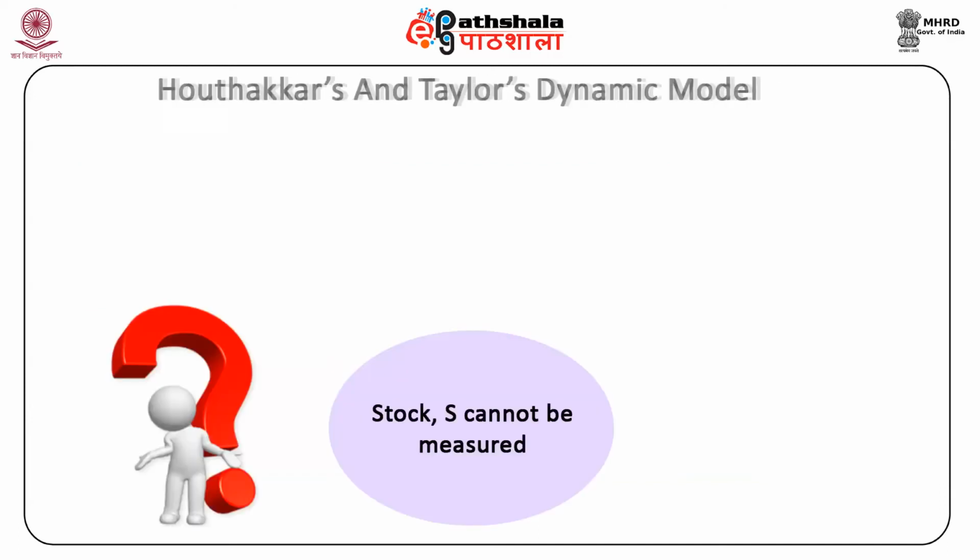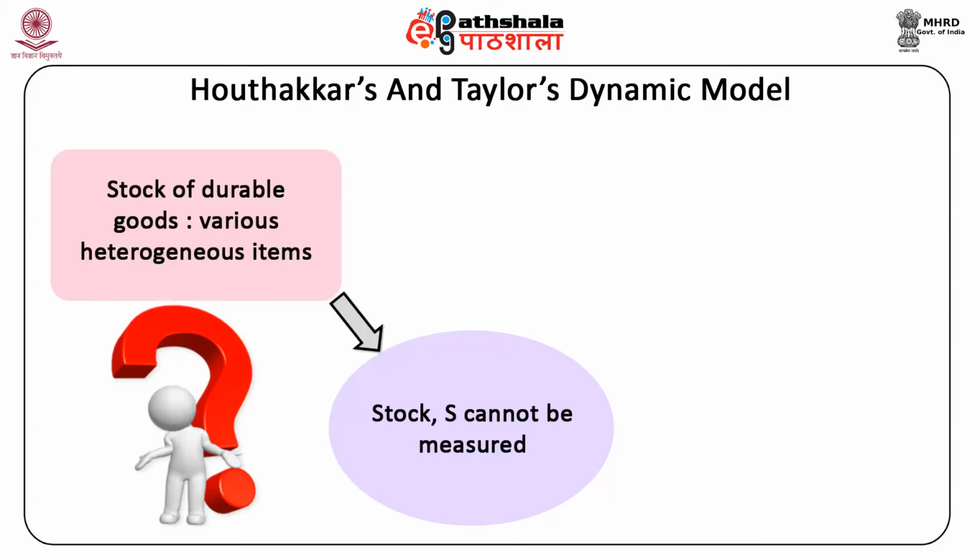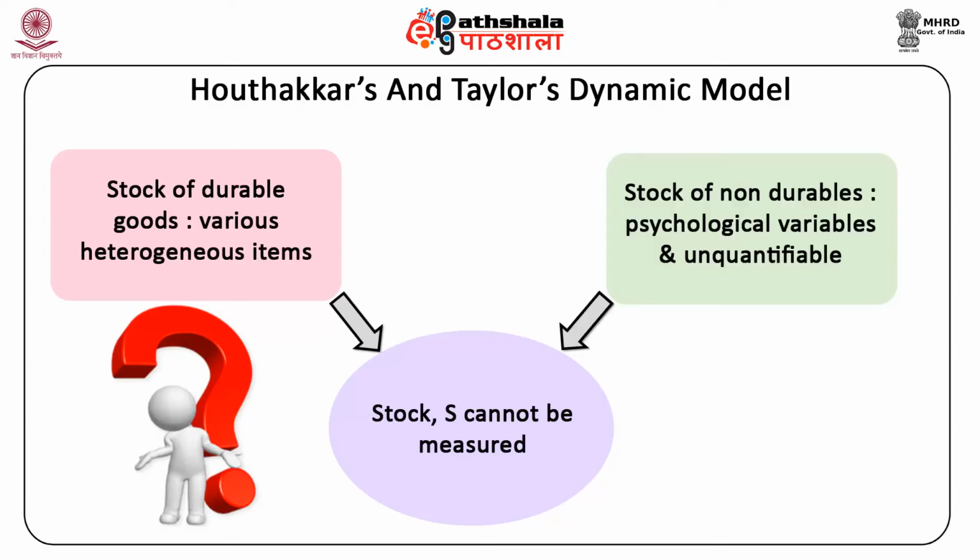The stock S cannot be measured. This is because of two reasons. First, the stock of durable goods is composed of various heterogeneous items. They may be of various ages. Second, the stock of non-durables, that is the stock of habits, is a psychological variable and cannot be quantified.